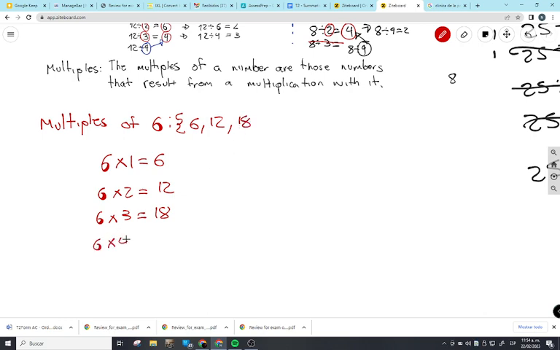6 times 4, 24. Sorry, the comma. 24. What will be next? 6 times 5, 30. Next, 36. Next, think about it, 42. Next, 48. And you can continue.